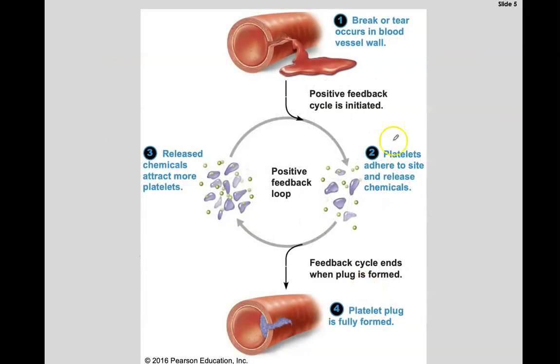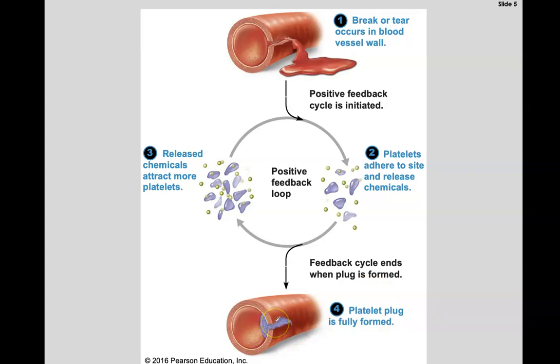When you have damage to a blood vessel, so you have some type of cut or tear within your blood vessel wall, a positive feedback cycle is initiated where platelets are going to start to come in from the bloodstream, and they'll adhere to the site where there was a break or tear. And when they do that, certain chemicals are released when these platelets attach to that site. And the release of those chemicals is actually going to call in more platelets. And so this positive feedback loop will continue eventually until we form what's called a platelet plug.